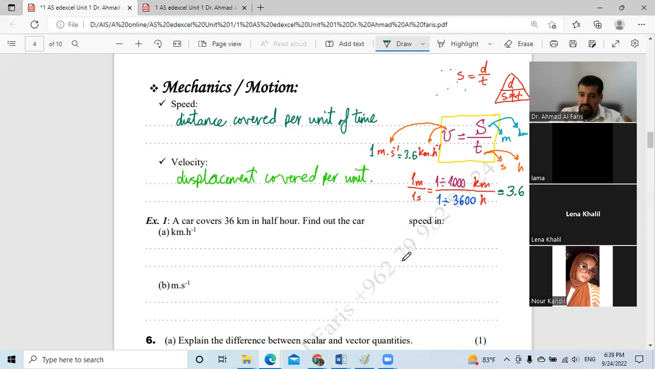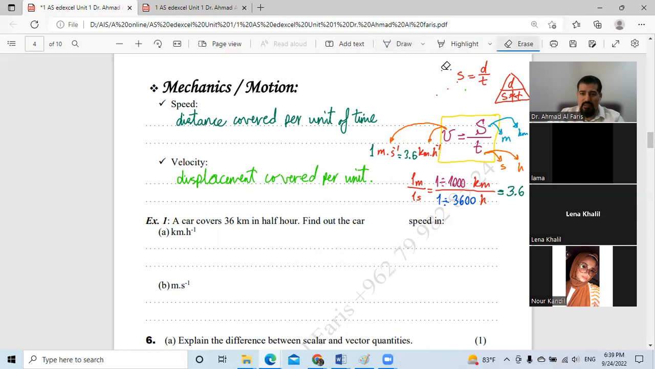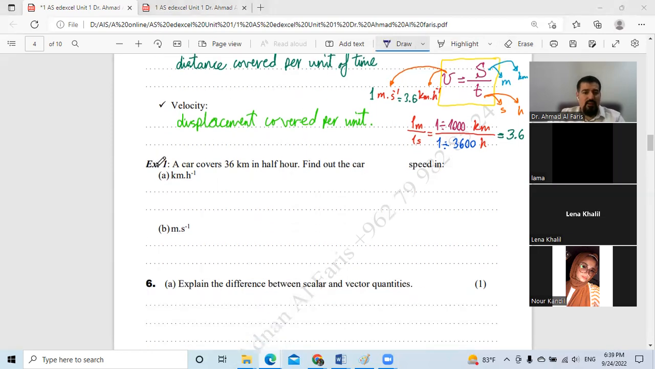Okay, do you want to check that? Okay, let's do this question. And why are we doing it? We are going to check what is the correct way to understand this. Okay, let's move on. Question number 1. A car covers 36 kilometers in half an hour. They give us the distance or the displacement, and they give us what? The time.